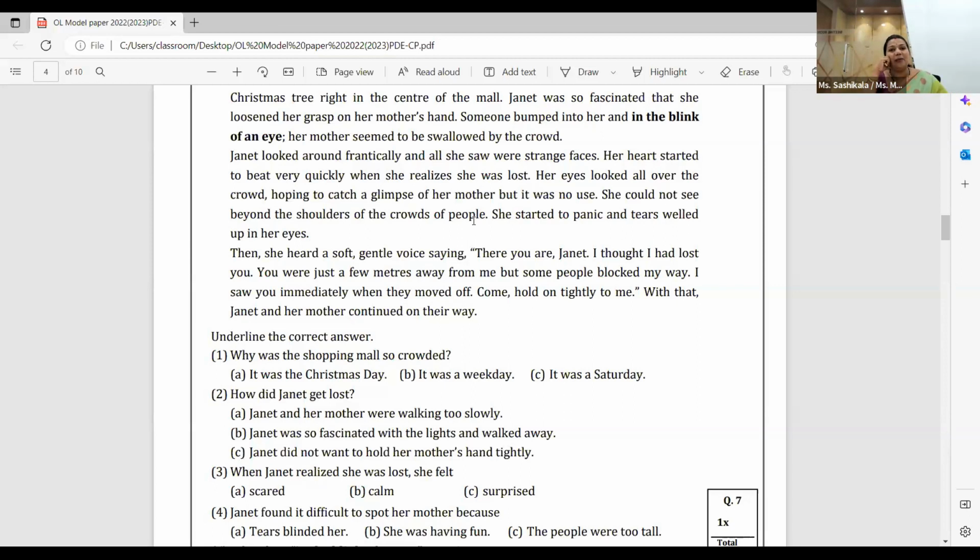So the answer is there now. Look at C. The people were too tall. Janet found it difficult to spot her mother because the people were too tall. Okay. Let's move on to the other question.